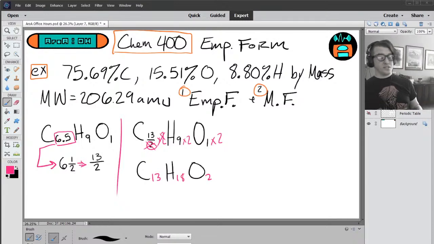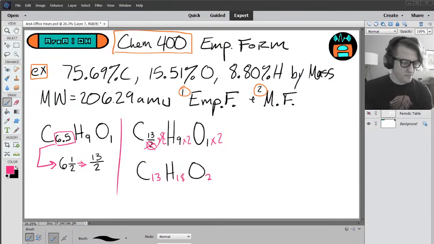Actually, I'm totally down to do the next part of the problem, to find the molecular formula. I just want to check to make sure that that's something you want to see. Okay, awesome.